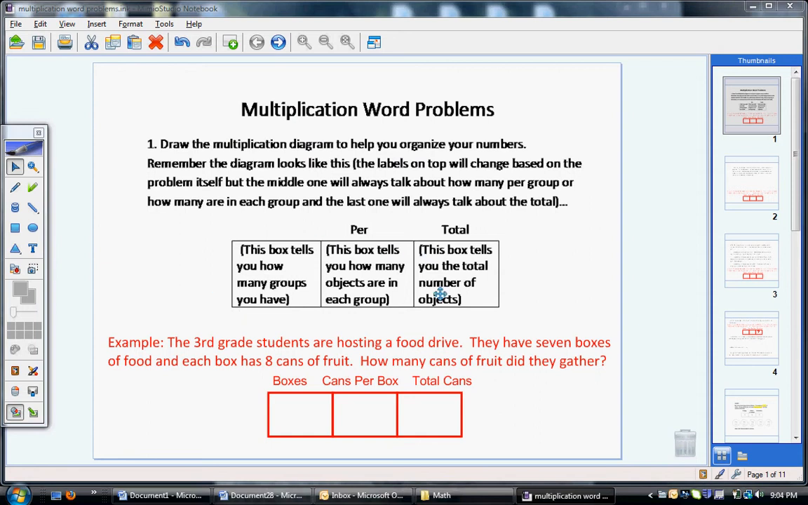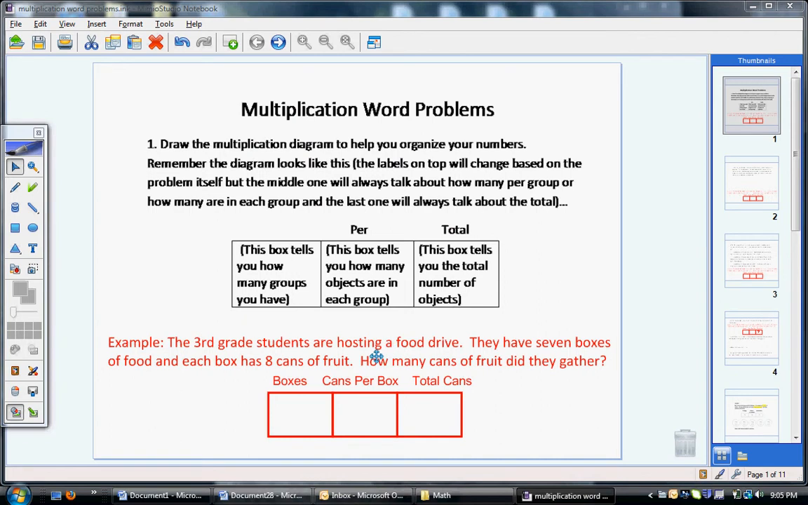Remember, the diagram looks like this. The labels on top will change based on the problem itself, but the middle one will always talk about how many per group, or how many are in each group, and the last one will always talk about the total. So this box right here will tell you how many groups you have. This box right here will tell you how many objects are in each group, and this box tells you the total number of objects. On each of these pages there's going to be a problem in red that we'll work through together to practice these steps.